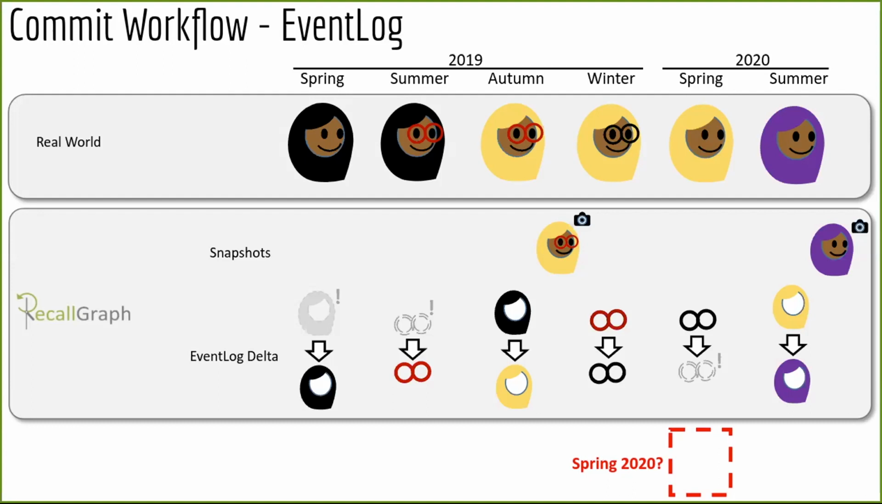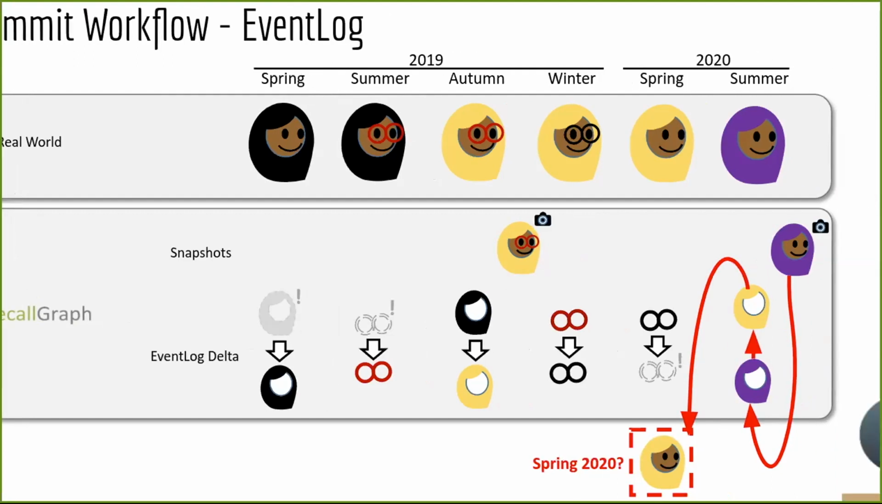In this case, it takes the snapshot which was taken just after the summer of 2020, and it figures out what are the events that need to be replayed to rebuild the state back to 2020, with the only difference being that the events are played in reverse order and the individual events themselves are also reversed. The deltas themselves are also reversed. So the event log in RecallGraph stores its deltas in such a way that they can all be reversed. So that's more or less it about the event log.